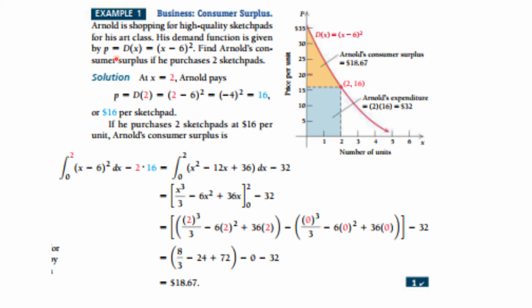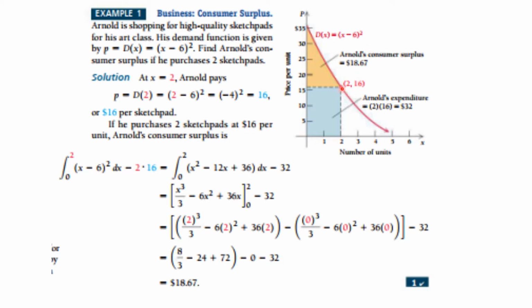Let's look at an example though. Suppose that Arnold is shopping for high quality sketch pads for his art class. His demand function is given by P equals D of X equals (X minus 6) squared. Now that is part of a parabola opening up, it goes down, it kisses the axis at 6, and then it goes up again. Now we're limiting this though to only the area where the demand is positive, so we're looking at this place where this remains a decreasing function. And we see that a point on the curve is (2, 16), because if we put 2 in here, this would be (minus 4) squared, which would be 16.